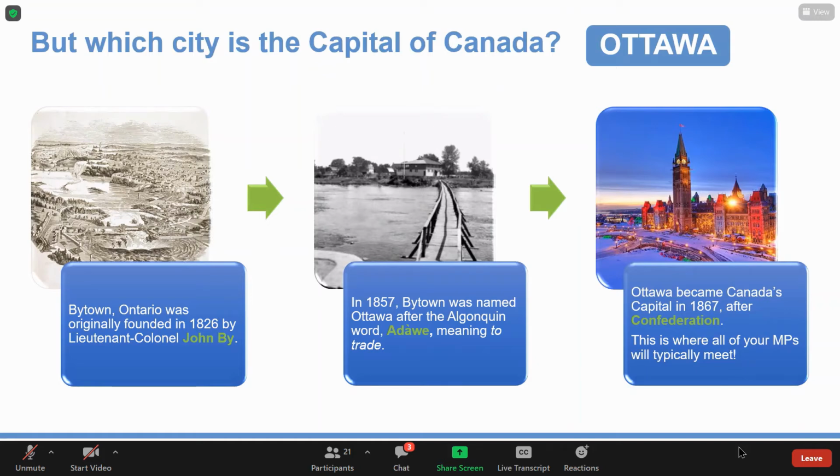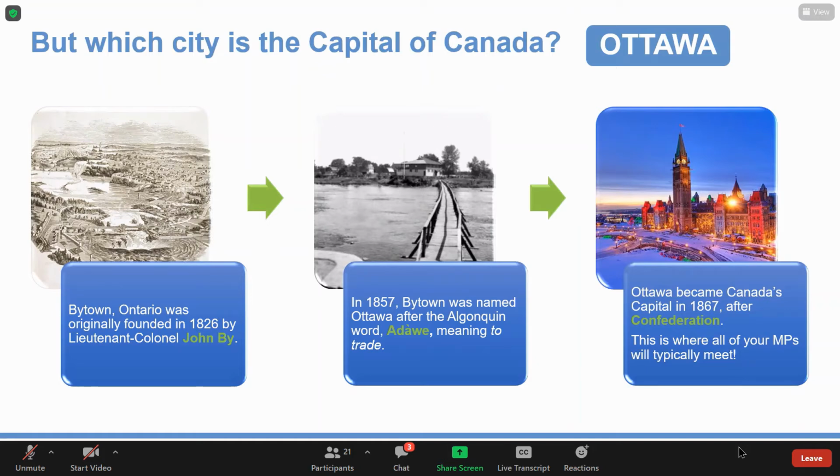Adawa, meaning trade. So those are types of questions you might have: what's the meaning of Adawa, what's the meaning of Ottawa, and what language was it spoken in? So please remember the year, the word Ottawa, and the meaning of Ottawa: it means trade. And in the last picture on the right-hand side of this slide, you will see Ottawa. It became the capital in 1867 after the Confederation.